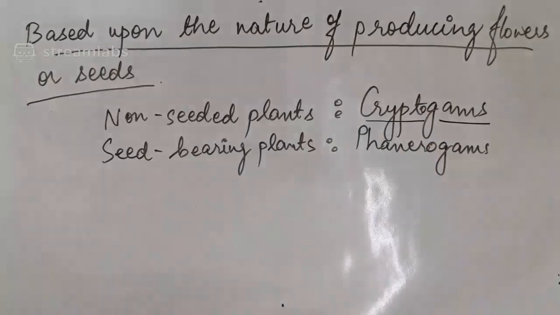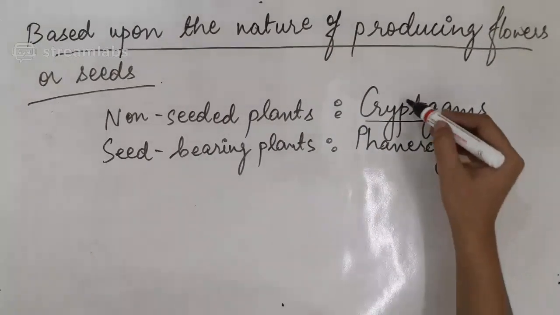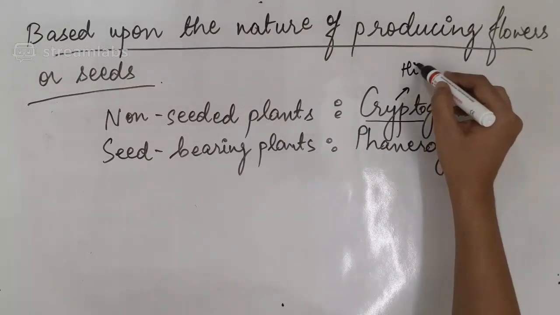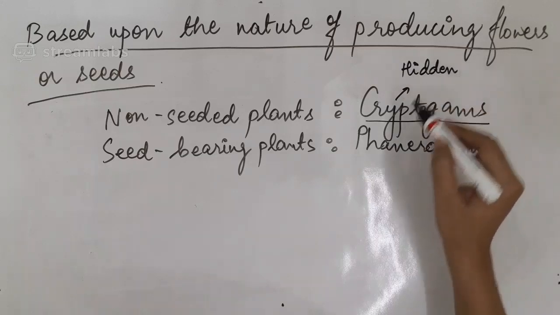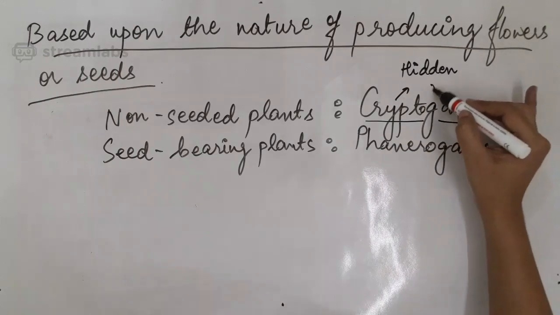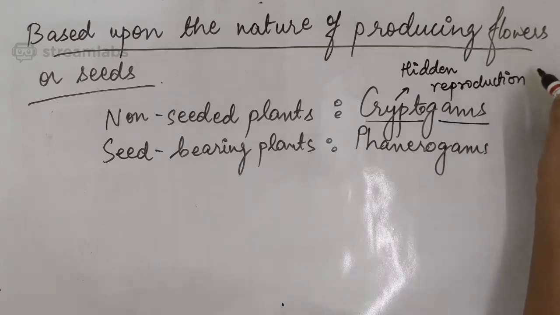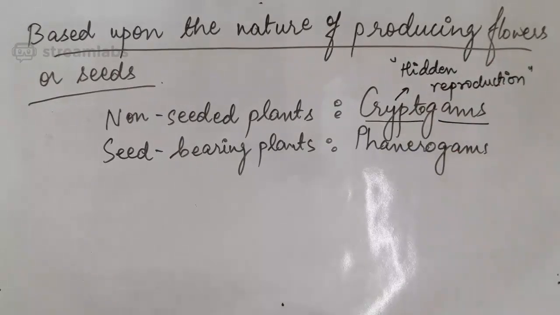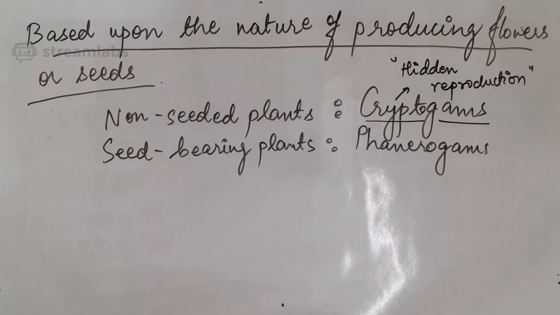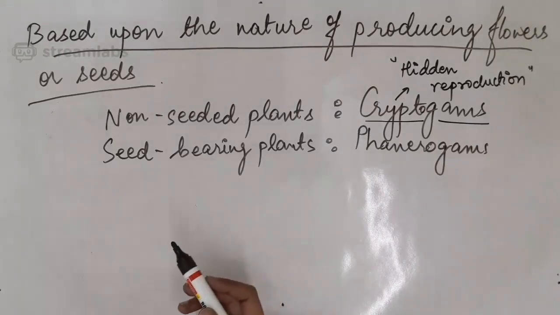Crypto means hidden. Okay, so understand this as hidden reproduction. Crypto means hidden reproduction. Okay, these are further divided into three groups. The cryptogams are divided into three groups.